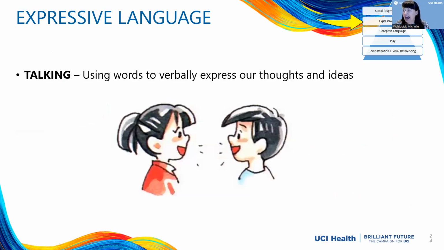I know we're flying through this. We're going to keep going. On top of receptive language, we have expressive language. So this is on our pyramid of how language develops. So expressive language is how we use our words to communicate our ideas.